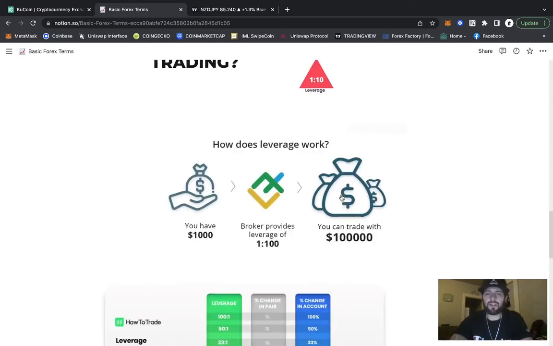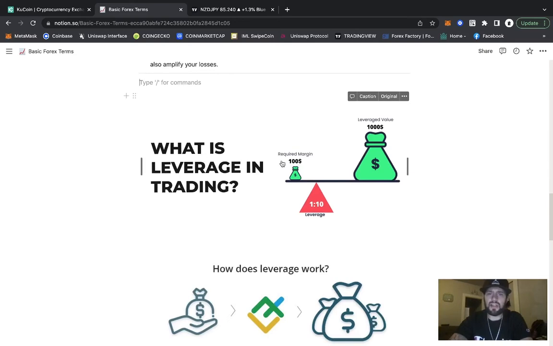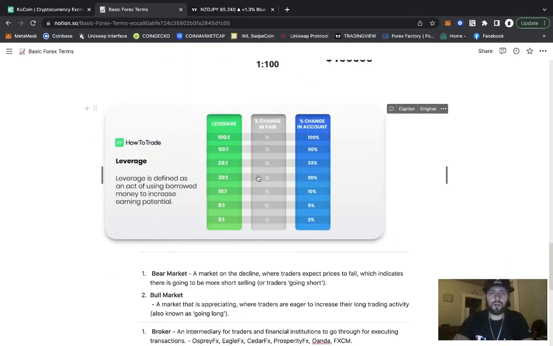So I have a few pictures here to give you a better picture of what leverage is. As you can see here, if you put in $100 and your leverage is 1 to 10, you actually have a leveraged value of $1,000. Down here, 1 to 100, if you have $1,000, this is actually what you're trading. And down here is another little chart. Leverage is defined as an act of using borrowed money to increase earning potential. It really doesn't have to be any harder than it is.